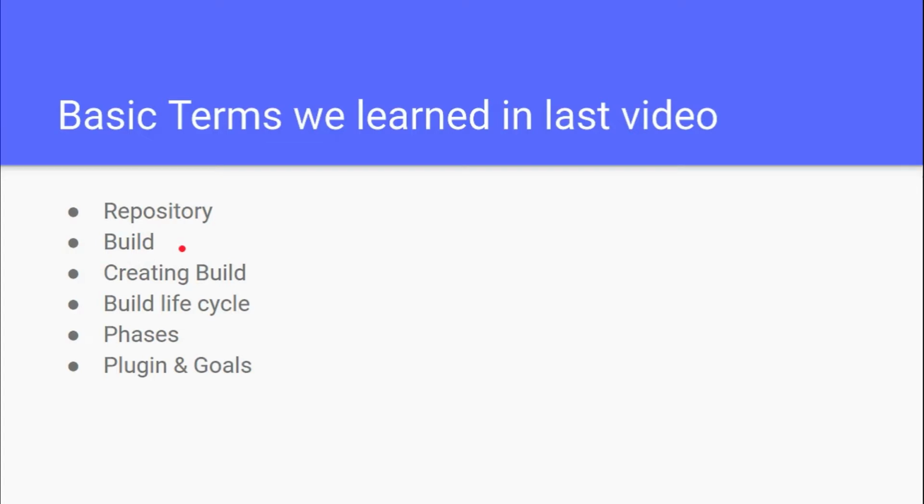Secondly, build is a deployable entity which can be deployed. We cannot deploy our code directly. We required some deployable entity to deploy. Build is that something. Thirdly, creating a build. What do we mean by creating a build? To convert our code to deployable entity is termed as creating build.